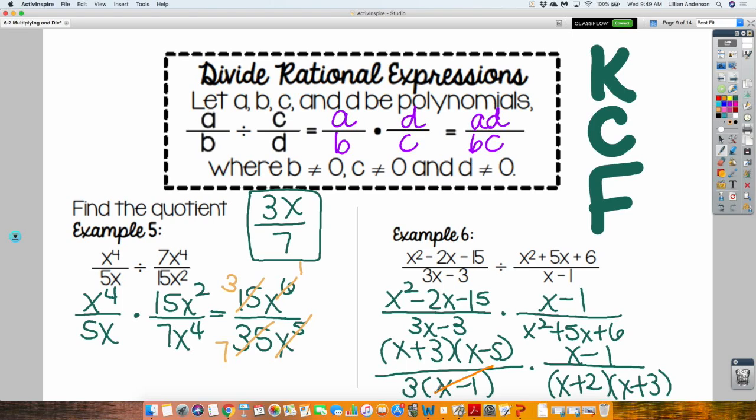x minus 1s, x plus 3. Anything else? Cool. So then I'm left with, for my final answer, on the top, only an x minus 5, and on the bottom, x plus 2.